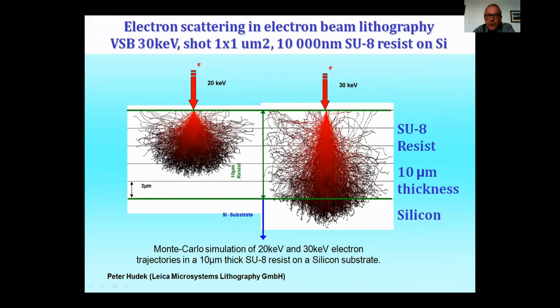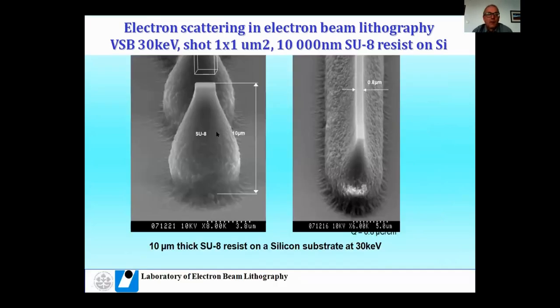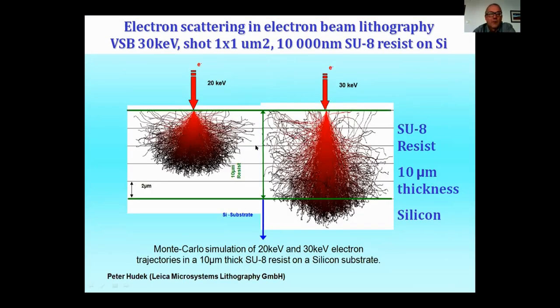There is another good example if you use a thick resist, 10 micrometer, for example SU8, then we can compare electron energies at 20 keV and 30 keV. So we can simulate penetration of electrons and calculate the final resist profile. This is the simulation, and here are the real structures in this 10 micrometer thick resist exposed with a 100 by 100 micrometer square electron beam. You can see that there is good agreement with the simulation.